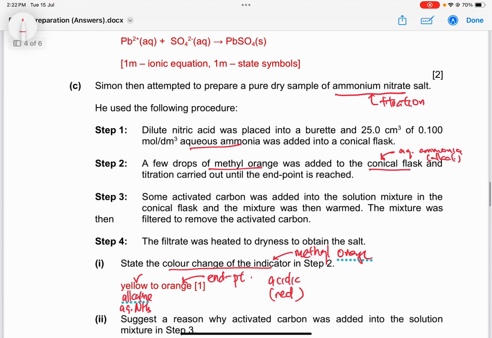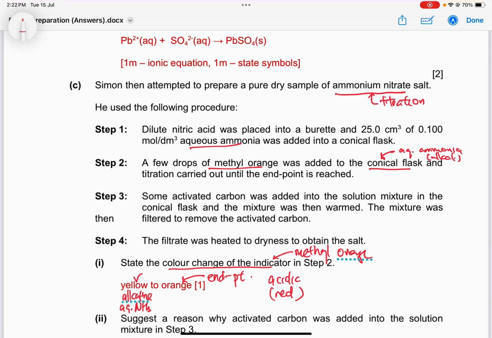Next one, suggest a reason why activated carbon was added to the solution in step 3. In your titration method, you are supposed to repeat the titration without indicator. Normally, after you do the first titration, you repeat it without indicator for the second round. But in this case, there's no repeat. They just add the activated carbon and then warm. So what's the purpose of adding this activated carbon? It's really the key idea of not having the indicator.